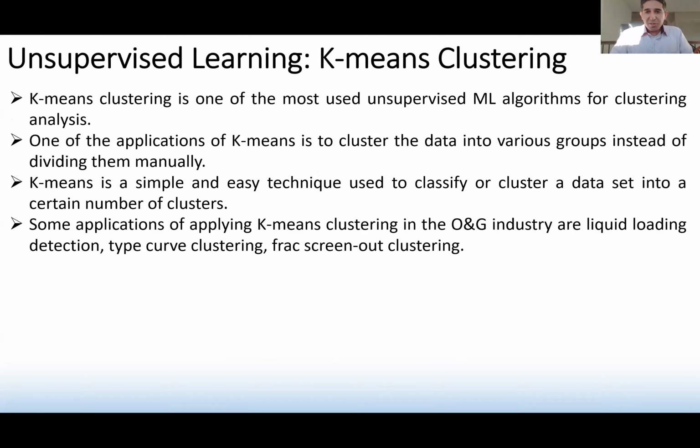Now I'm going to talk about two algorithms, okay? First one is called k-means clustering, okay? K-means clustering, as I said, is one of the unsupervised machine learning algorithms, okay? And what we did here, we used k-means clustering to cluster the data into two statuses, okay? One, whether a gas well is loaded versus unloaded, okay? As I said, some of the other applications of using clustering techniques in general, such as k-means, are type curve clustering, and frac screen-out clustering, and so on and so forth, okay? So let's go over what k-means means.